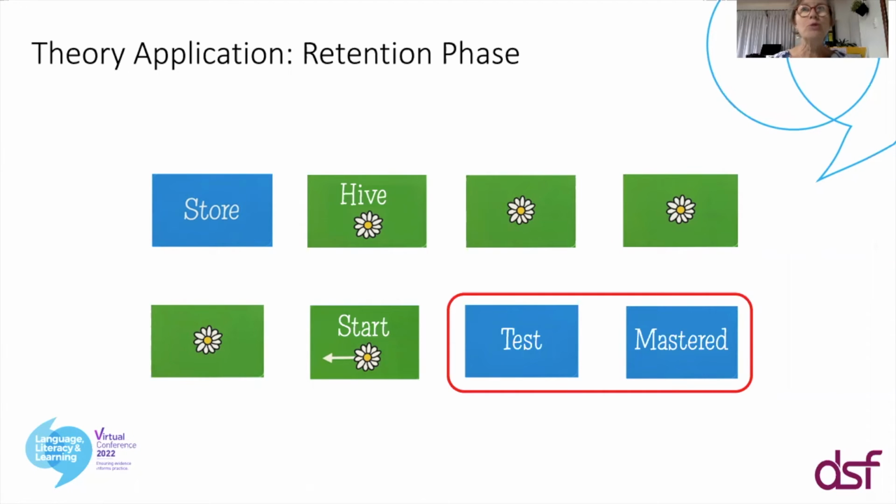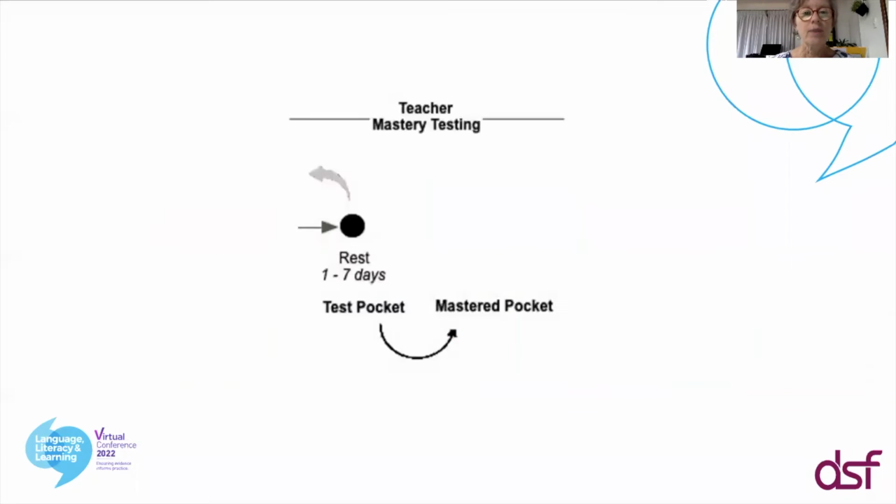I'd now like to move on to discussing the application of theory to the retention phase. So to recap, originally correct flashcards entered the test pocket during the week and were tested once a week. So they rested for between 1 and 7 days, depending on when they arrived into that pocket. At the mastery test, correct flashcards went to the mastered pocket and incorrect flashcards went back to the store pocket, where they later re-entered the tutor phase.